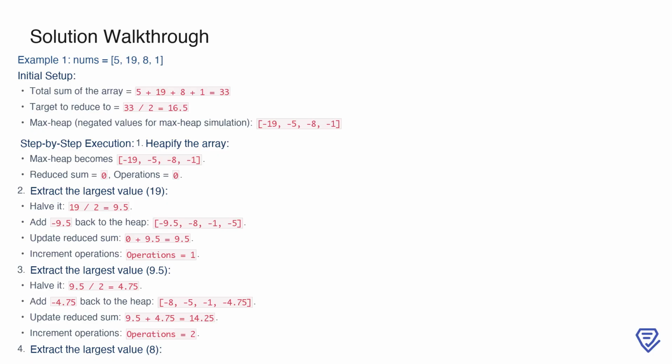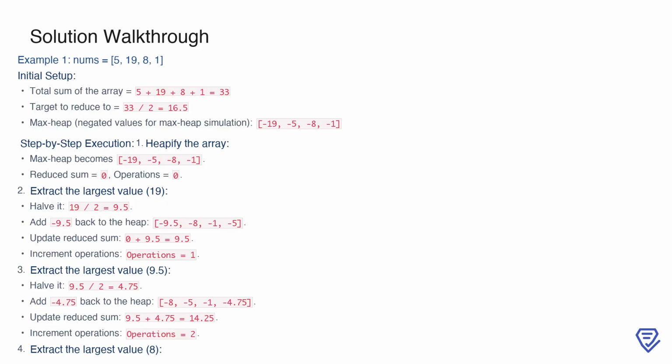Extracting the largest value again, which is now 9.5, we halve it to get 4.75, add -4.75 back to the heap, and update the heap to -8, -5, -1, -4.75. The reduced sum now becomes 14.25, and the operation count increases to 2.